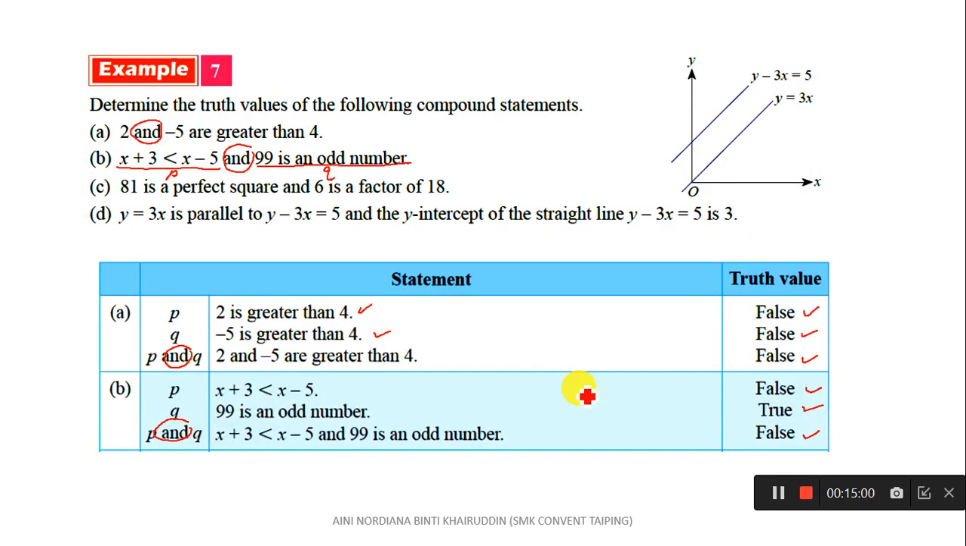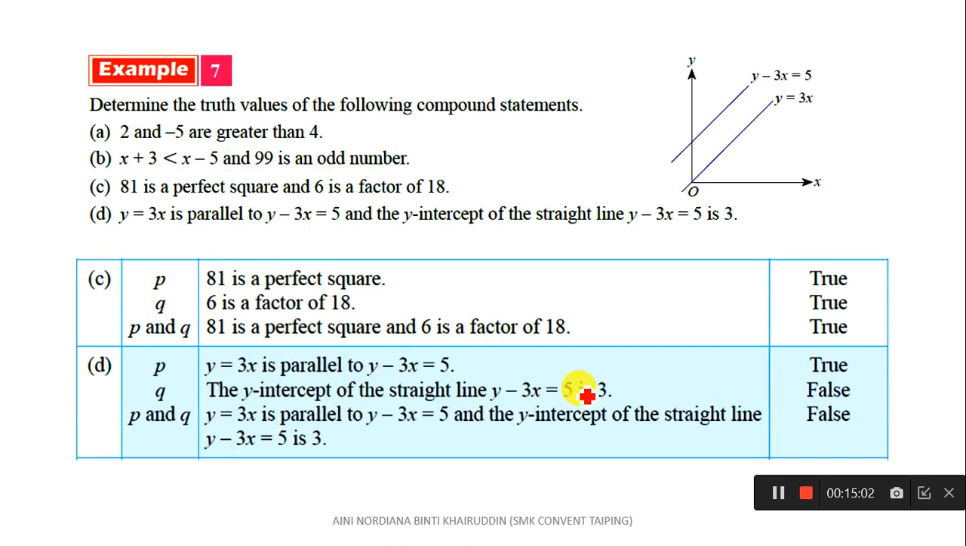Okay, next, C. Have a look at this word "and". This is the first statement P and this is the second statement. 81 is a perfect square, a true statement. 6 is a factor of 18, also a true statement. So when we use the word "and" here, it becomes true, because both statements are true.